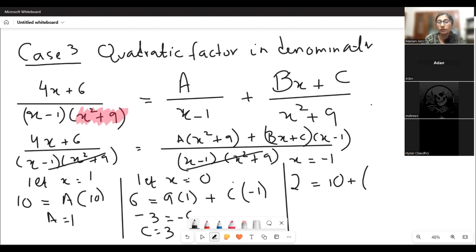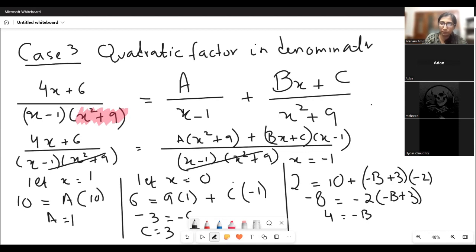Plus, we have minus b plus c, which is plus 3, times x minus 1, which is minus 1 minus 1, which is minus 2. So we have minus 8 equals minus 2 times minus b plus 3. I'm going to divide both sides by negative 2. So I get 4 equals minus b plus 3. So I'm getting b equals minus 1, which is correct.